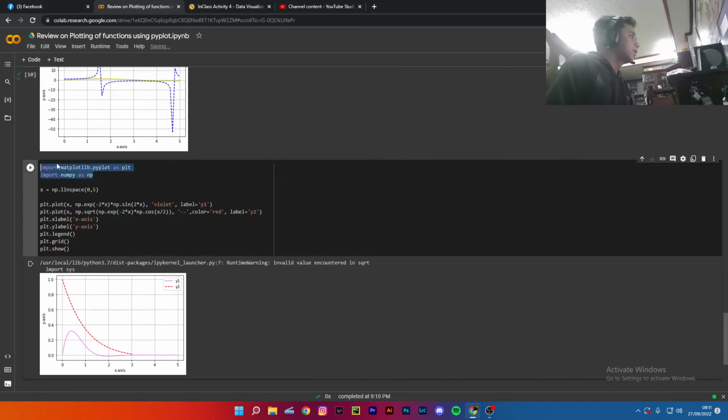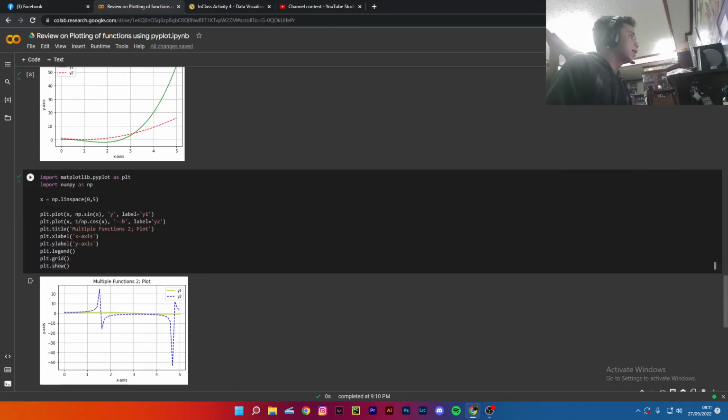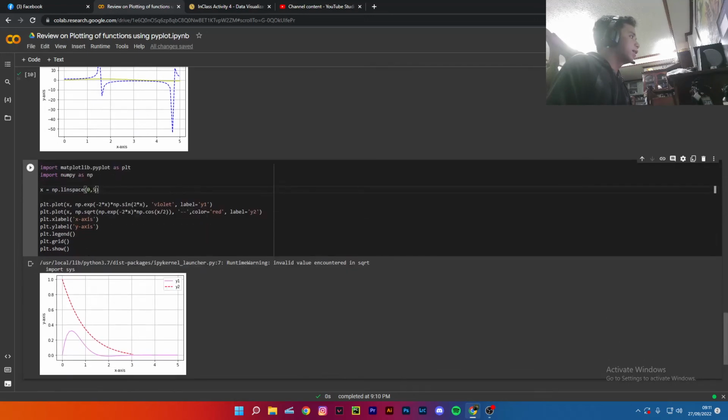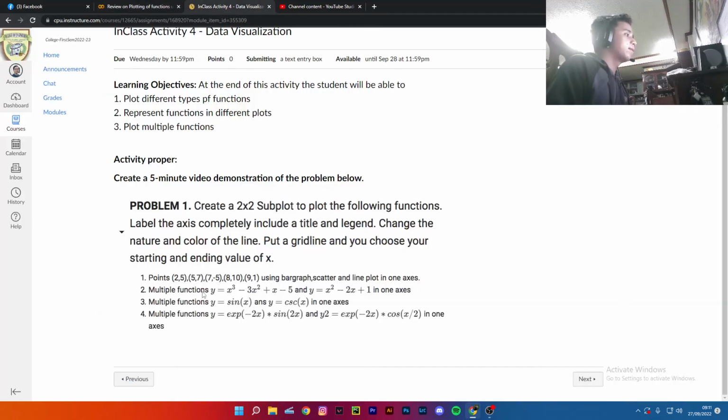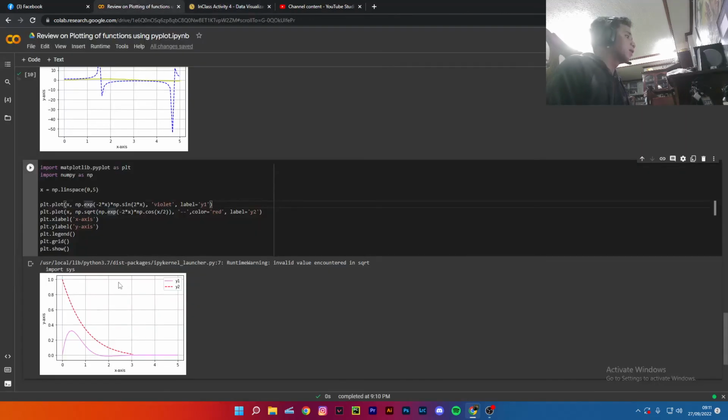So if we continue to the last part, same goes as at the top. Set our x and y starting and ending, so start at 0 and end at 5. And plt.plot with np.exp, meaning here multiple functions y equals exponent, we have 2x multiplied by sine x, 2x, and y squared. I think this is y squared or y2. Though I'm not sure, I'll explain it a bit later. Exponent negative 2x times cosine x over 2 in one axis.